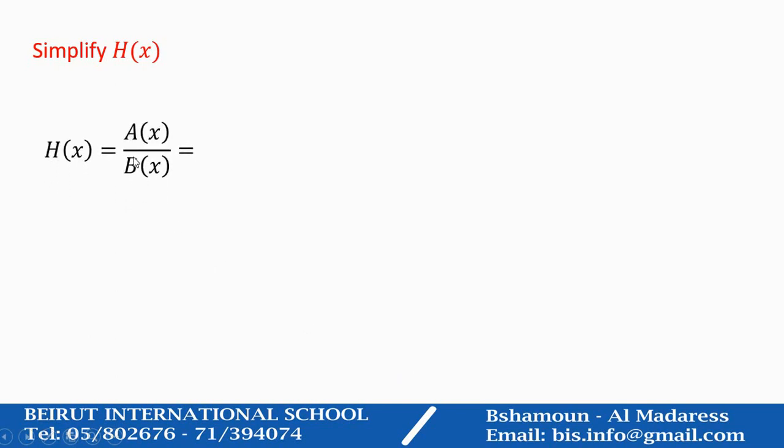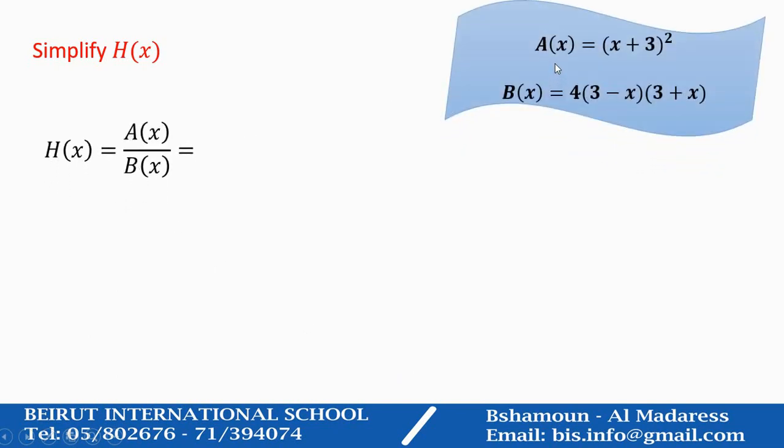h of x is a of x over b of x. A of x is calculated before, b of x is calculated before, but please use the factorized form of a of x and the factorized form of b of x to simplify later on.